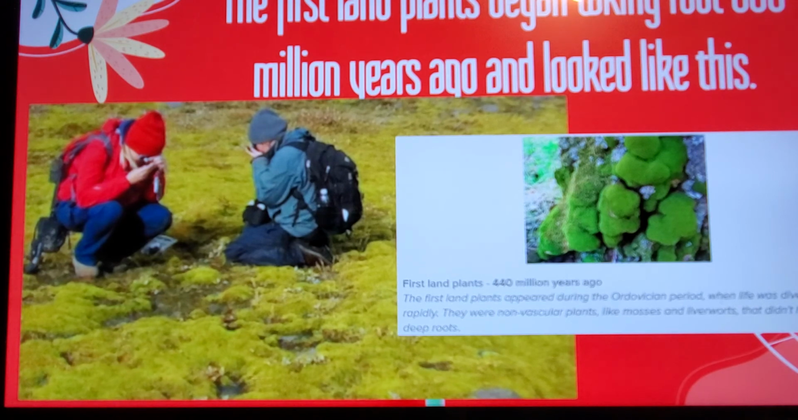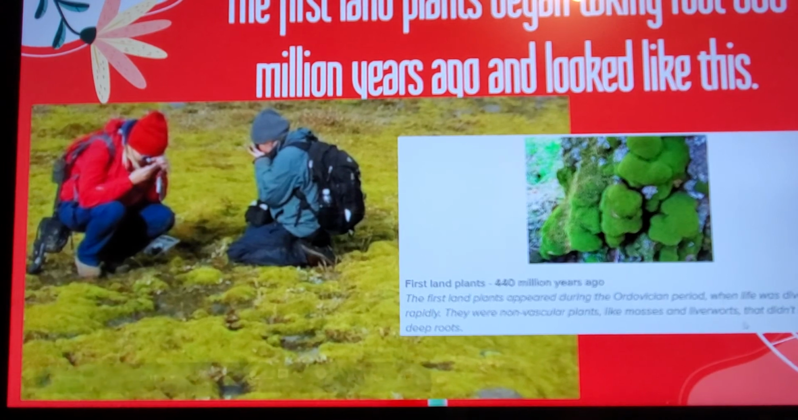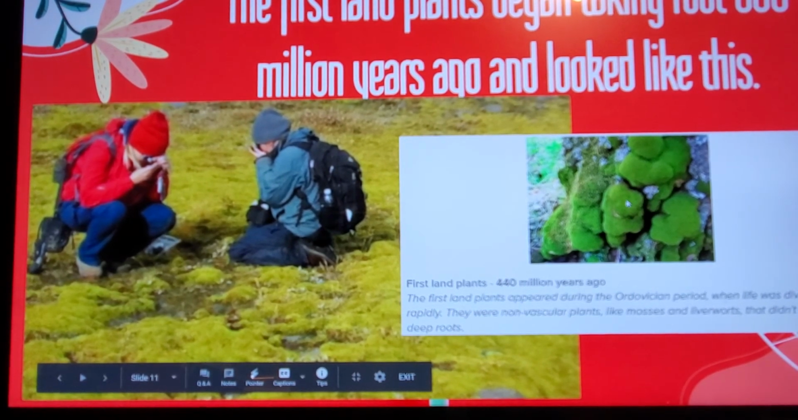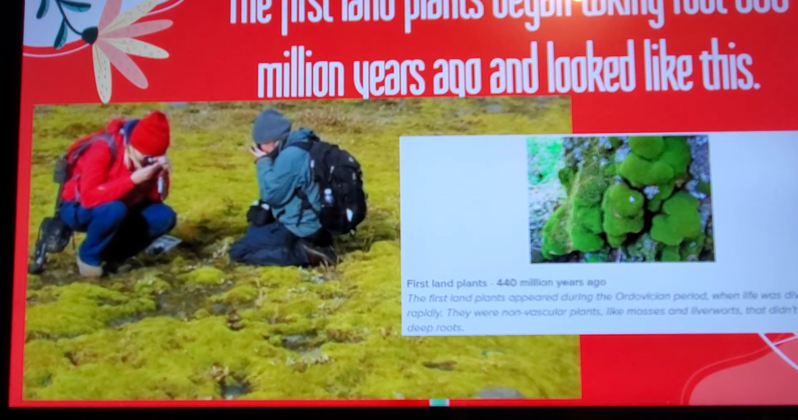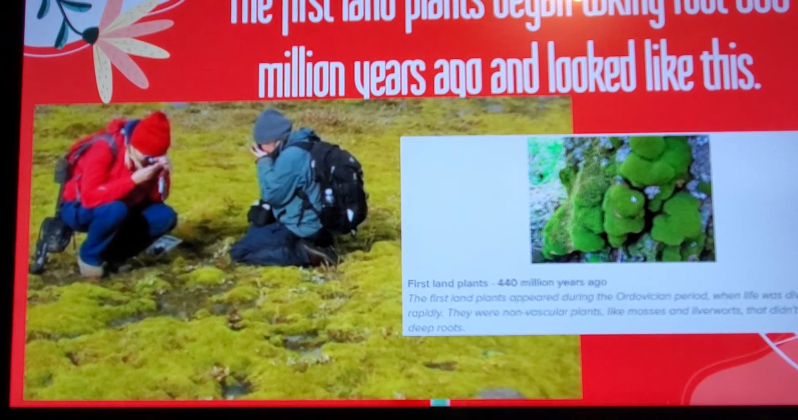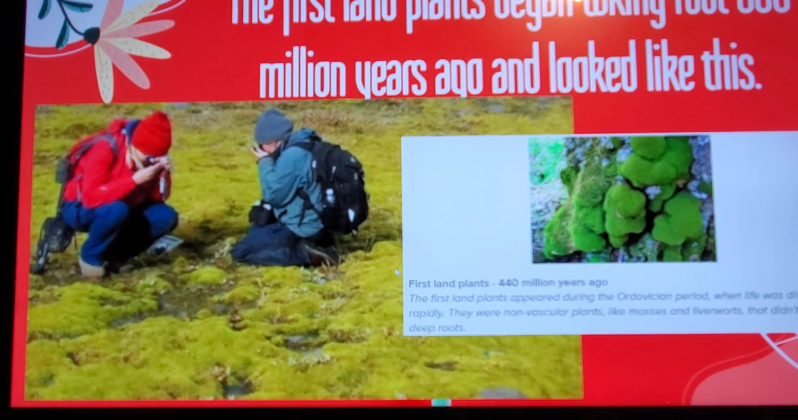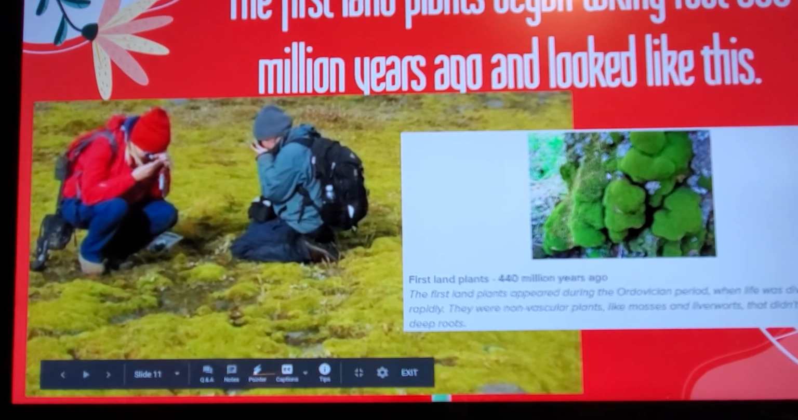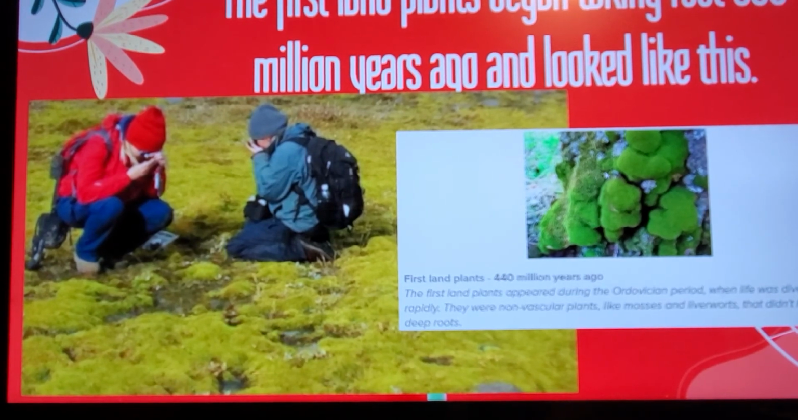But they were non-vascular plants, meaning they did not have xylem and phloem. There were mosses and liverworts that didn't have deep roots. So you can see there are no sticks or twigs or roots or anything to them. They got water just by water falling onto them and being absorbed by the plant.